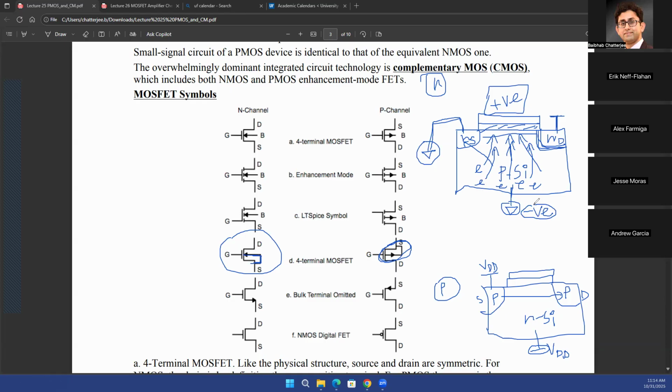So you can play around with that, that you can make your bulk terminal or the body terminal negative so that your threshold voltage can be changed. You can manipulate your threshold voltage by applying a particular amount of voltage on the body. This is called body biasing. Your threshold voltage can be manipulated by body biasing.